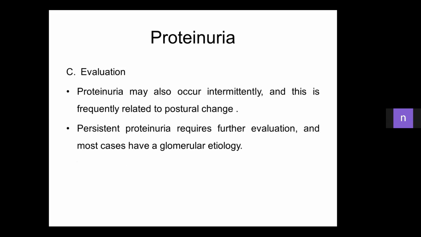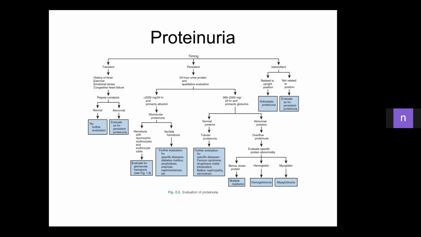And then proteinuria may also occur intermittently and be related to postural change. Meanwhile, persistent needs further evaluation. This is another diagram where we can further evaluate those patients with proteinuria. Again, there are transient, persistent, and intermittent. And under it, there are different steps that we can use in diagnosing and evaluating proteinuria. We can see it in the Campbell book.